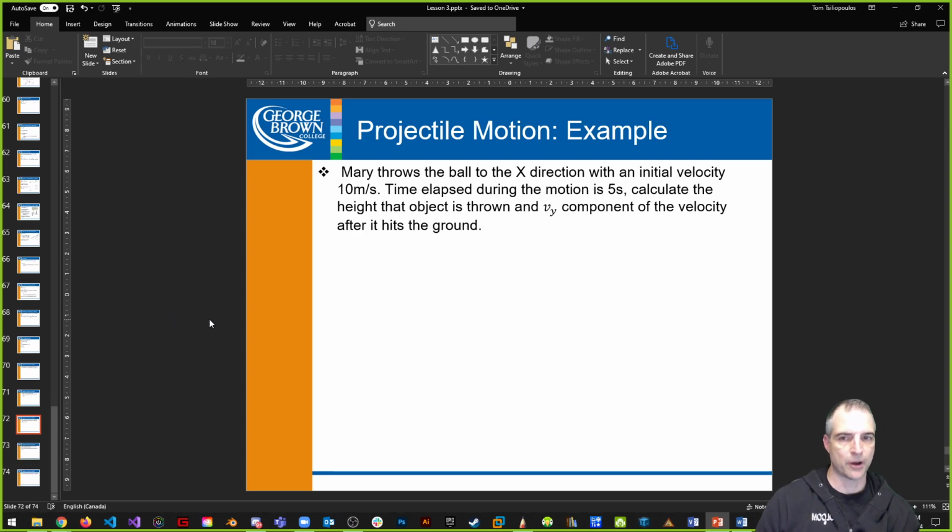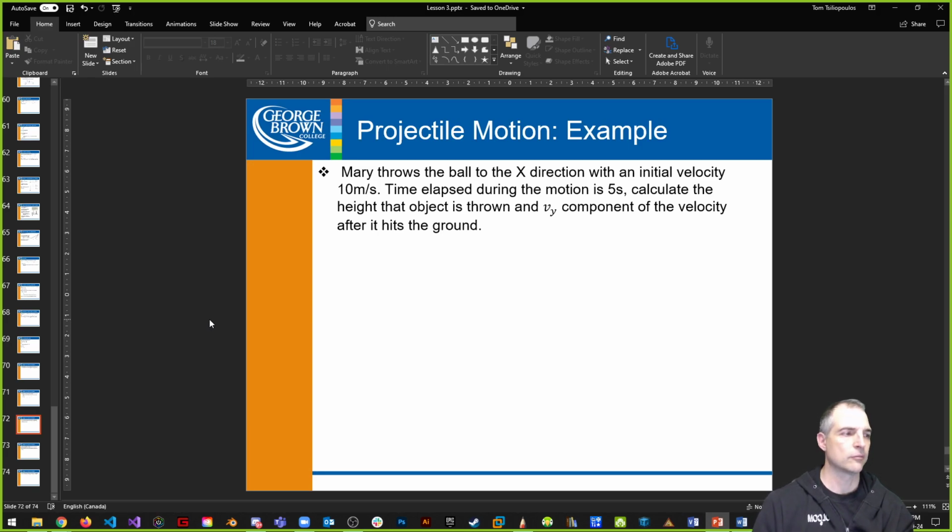72. Mary throws a ball to the x direction. These questions are also worded weird on purpose. On the horizontal with an initial velocity of 10 meters per second. Okay. Time elapsed during the motion is 5 seconds. Calculate the height that the object is thrown and the vy component of the velocity after it hits the ground. Wait a minute. But we don't know the angle, right? We don't even know what type of motion this is.